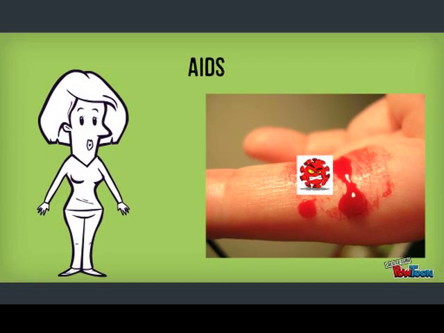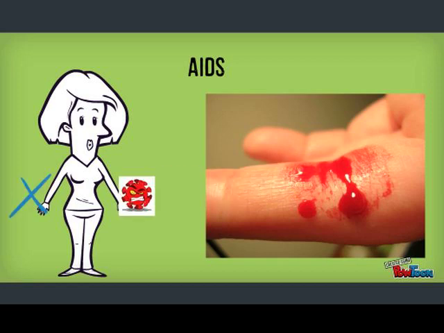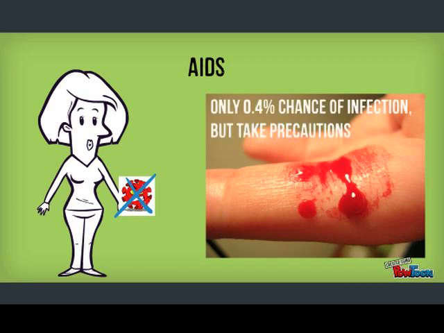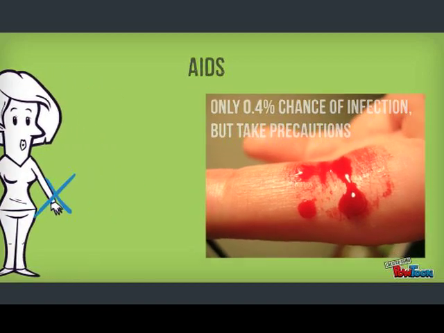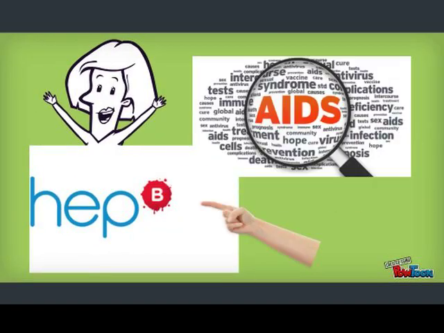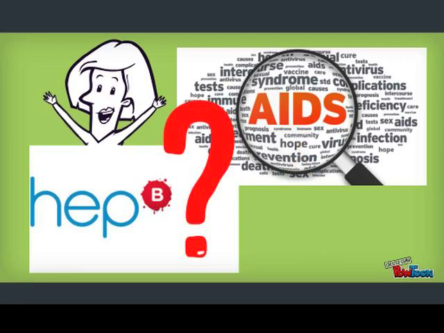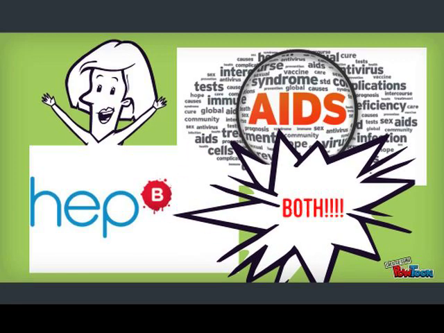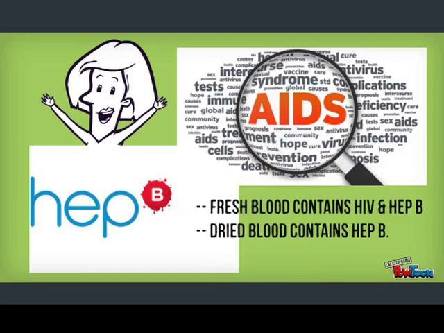The HIV virus is very fragile and will not survive very long outside of the human body. It is a primary concern to employees providing first aid or medical care in situations involving fresh blood or potentially infectious materials. It is estimated that the chances of contracting HIV in a workplace are only 0.4%. However, because it is such a devastating disease, all precautions must be taken to avoid exposure. Should Miss Smith be more concerned about hepatitis B or HIV? Both. Fresh blood contains both pathogens. But remember, dried blood can still transmit hepatitis.